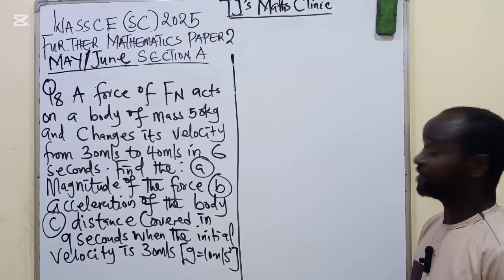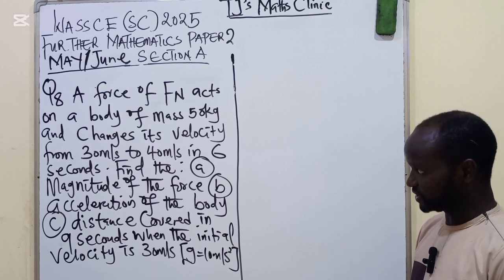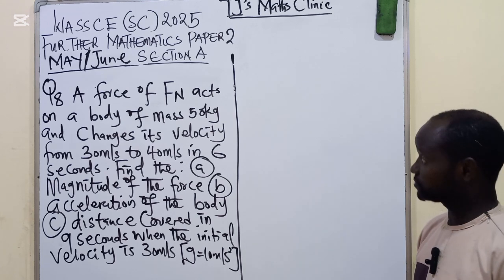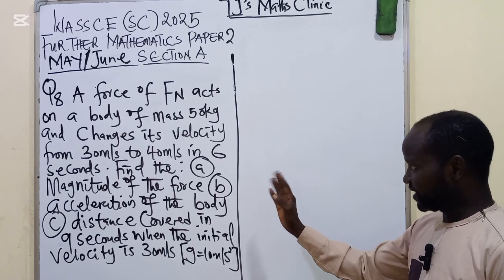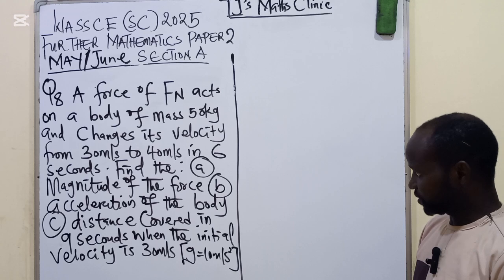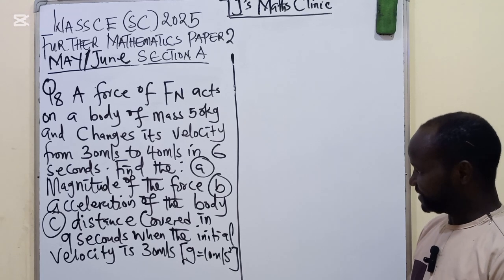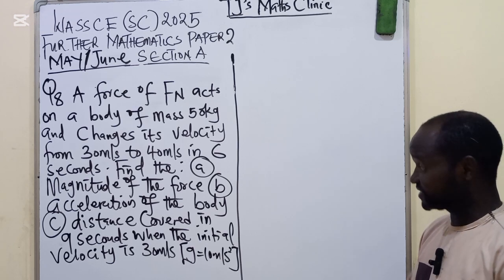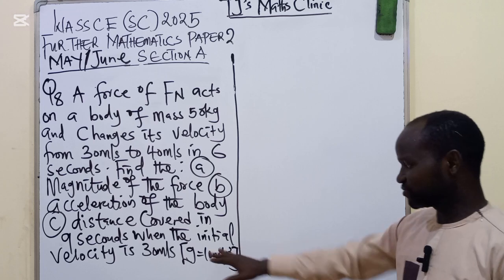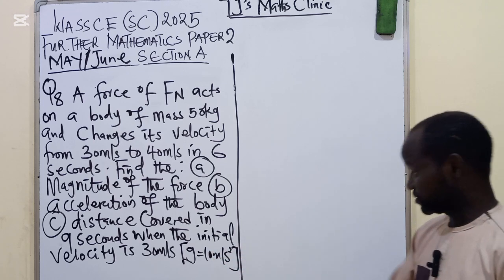A force of F Newton acts on a body of mass 50 kg and changes its velocity from 30 meter per second to 40 meter per second in 6 seconds. We are asked to find A, the magnitude of the force, B, the acceleration of the body, C, the distance covered in 9 seconds when the initial velocity is 30 meter per second. We are asked to take g, that's acceleration due to gravity, as 10 meter per second squared.